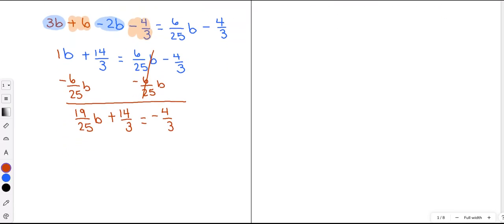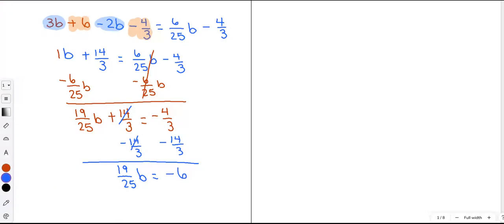All right, so got my b's to one side, got to get that constants to the other. So I'm going to minus 14/3 on both sides. Cancels. We got 19/25 b is equal to, again, I'm putting this into my calculator. All right, so this combines to a negative 6.